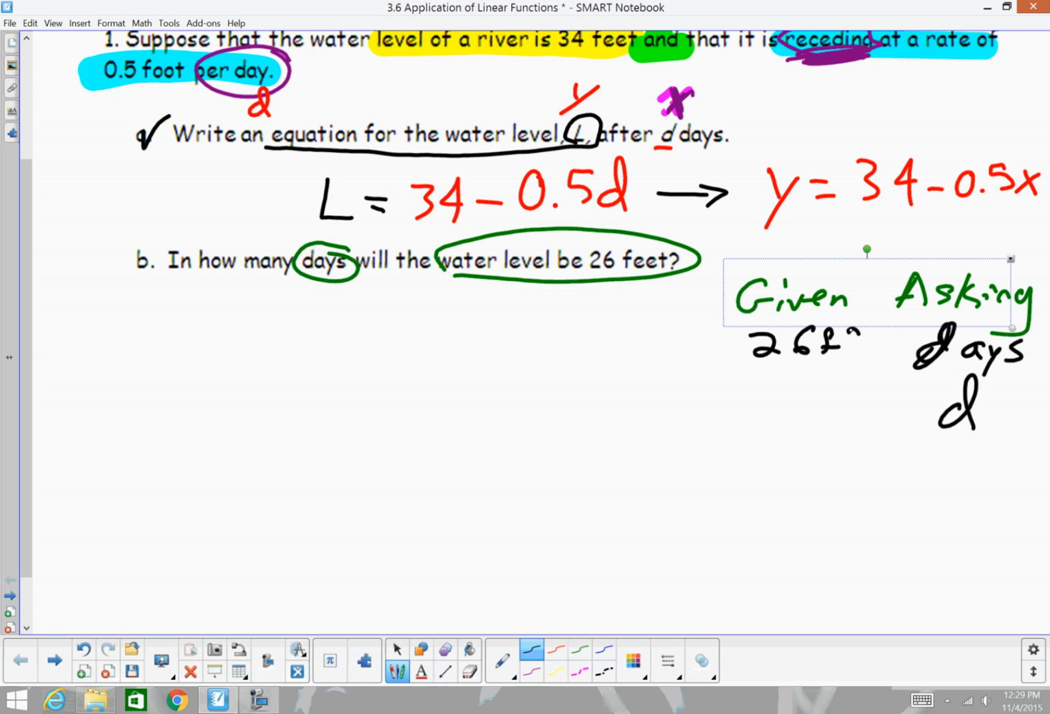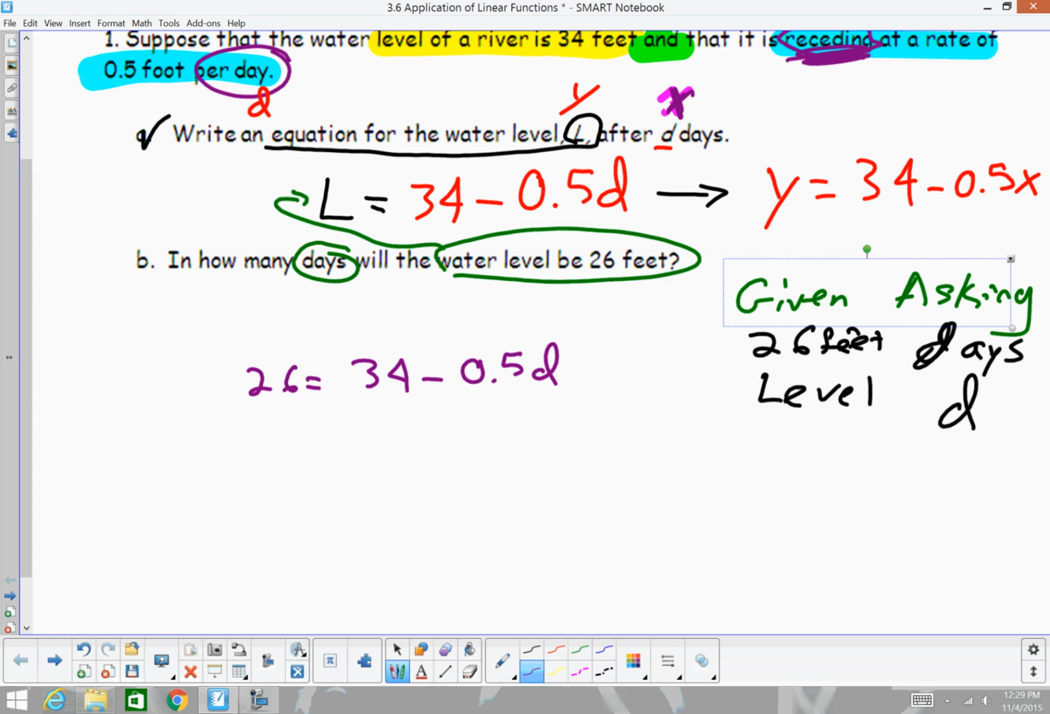26 feet. Okay, 26 feet. Good. Now, I'm going to take that 26 feet and plug it into where it is in my equation. So 26 feet represents the level. Well, where do you see the level in your problem? It's simply L. So I'm going to take that 26 and simply plug it in for L. So it's going to look like 26 equals 34 minus 0.5D.